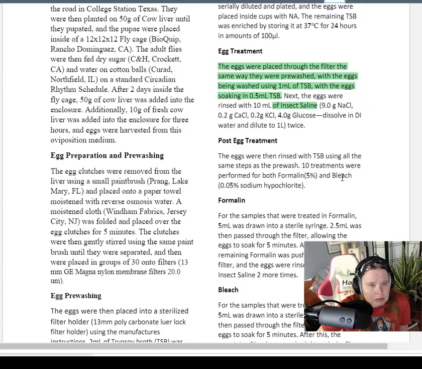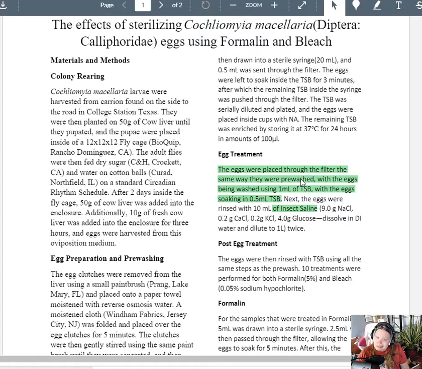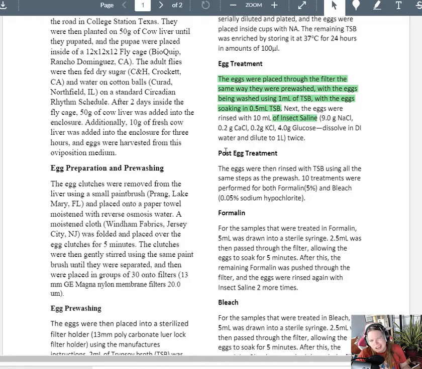Okay, post-egg treatments, good. 10 treatments. So at this point, you're talking about the post-egg treatment, or it should be post-wash, right? And so saying post-egg doesn't quite make sense. Like, is this after the egg? So try to be consistent in your labeling and your naming.